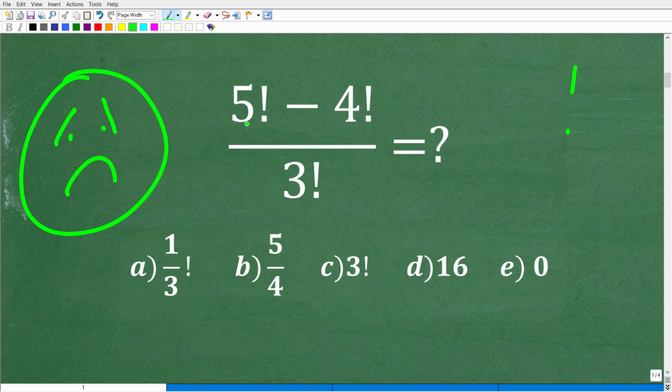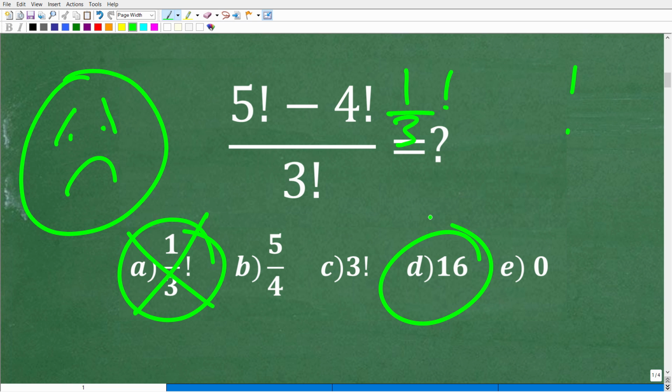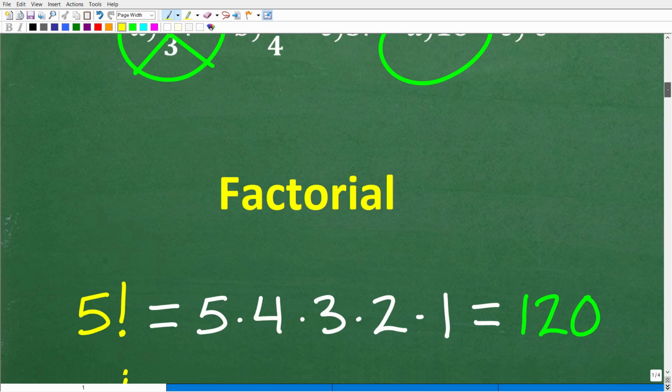So some of you might be saying, well, let's see here, 5 minus 4, maybe this is like a 1 in the numerator, then we have a 3 down here. Maybe it's like a 1/3 factorial. So this seems logical, but in fact, it's the wrong answer. But at least you took a guess because the correct answer is 16. So you're not going to be able to really do this problem unless you understand this symbol, which is called the factorial symbol or the factorial function. So let's go ahead and define that right now.